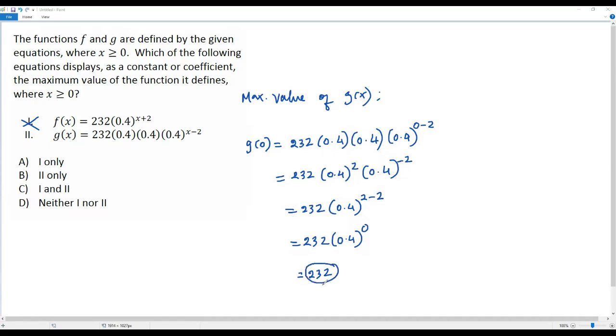Now we have to check whether this maximum value 232 is displayed as a constant or coefficient in the function g of x. This 232 is displayed as a coefficient over here. So in the given two statements, in the second statement, we get the maximum value 232 as a coefficient. So we find the second statement in answer choice B, that is 2 only. The correct answer choice for this question is B.